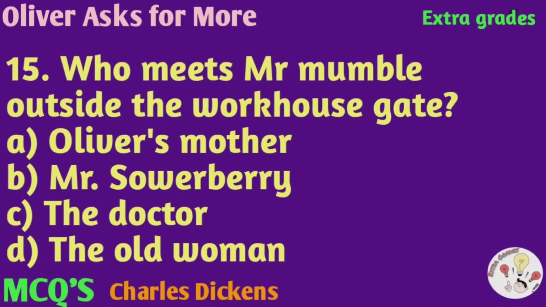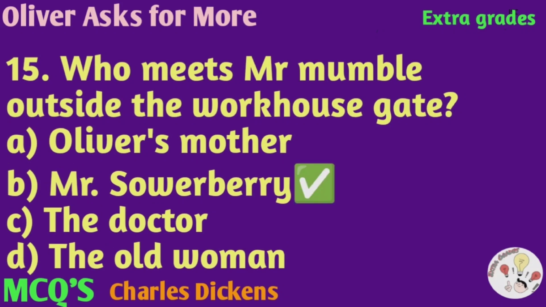Question number 15. Who meets Mr. Bumble outside the workhouse gate? The options are A, Oliver's mother, B, Mr. Sowerberry, C, the doctor, D, the old woman. And the correct option is B, Mr. Sowerberry.